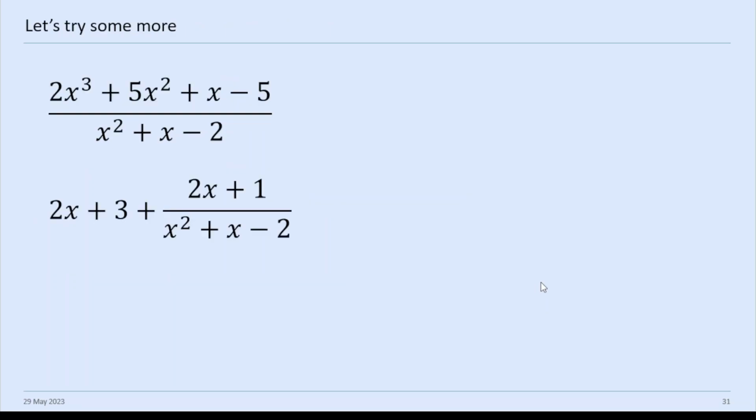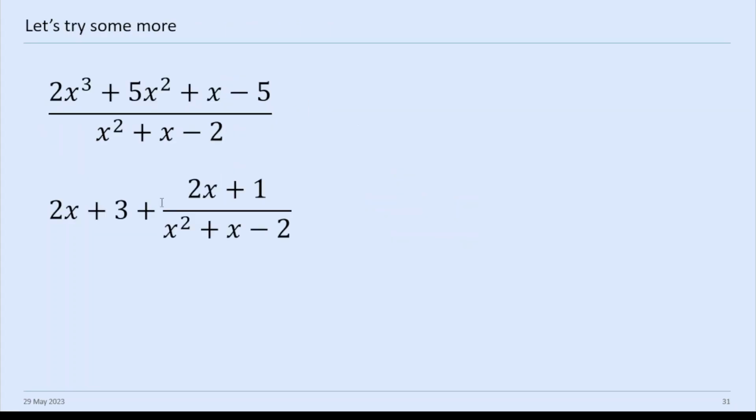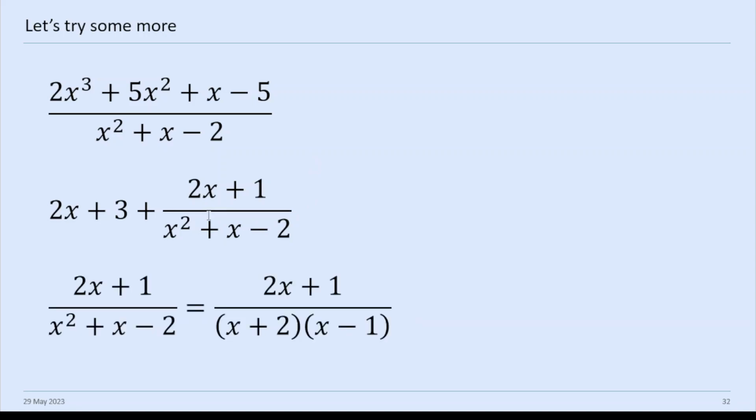So what that means is we can rewrite this fraction on the top as 2x plus 3, which is the complete bit that came out as a quotient. And then the remainder we still leave over x squared plus x minus 2. We leave the remainder over the thing we were dividing by. And then this bit we need to resolve by partial fractions again. So 2x plus 1 over x squared plus x minus 2. And I've configured this so that it comes out neatly.